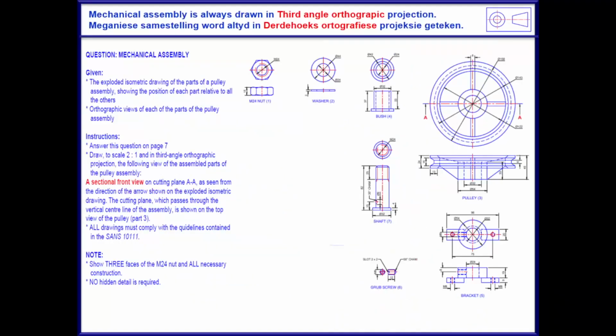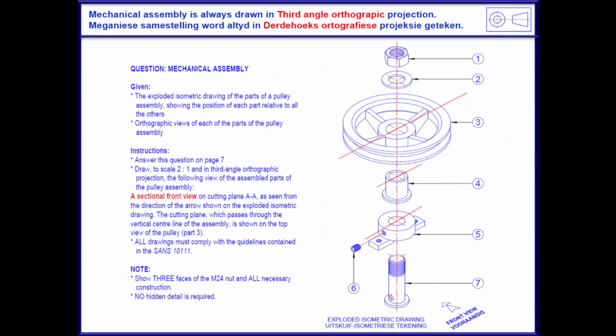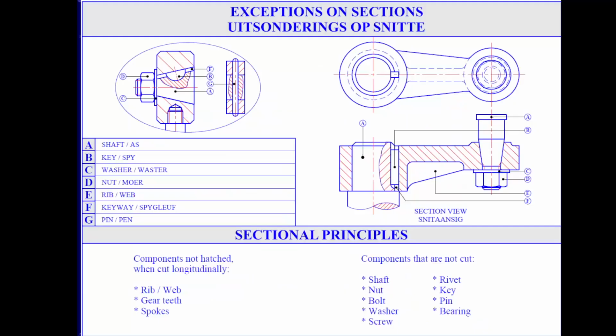The next important point in the question is the cutting plane that passes through the vertical center line, and it is shown on the top view of the pulley part 3. On the exploded isometric, the vertical cutting plane will cut through all the parts of the complete assembly. Make sure you study and you know the exceptions on sections so that you can apply this to any given drawing. A more detailed explanation on the exceptions on sections and sectional principles will be discussed at a later stage during this presentation.